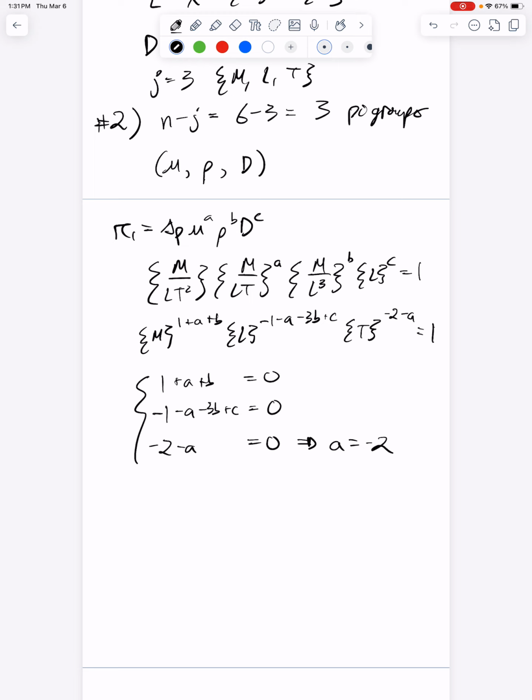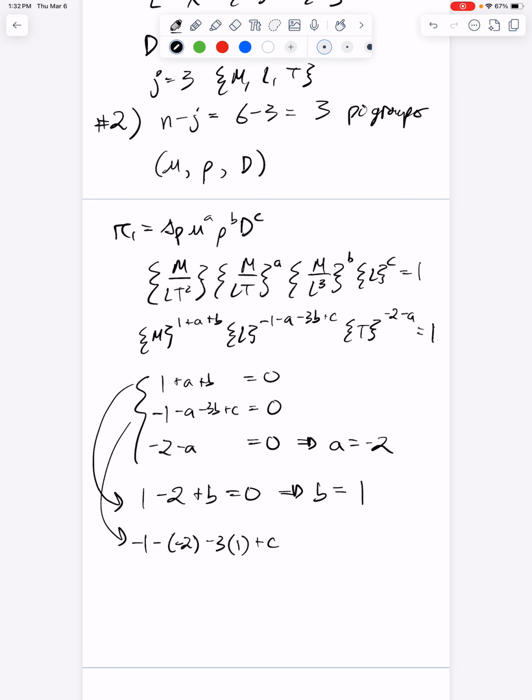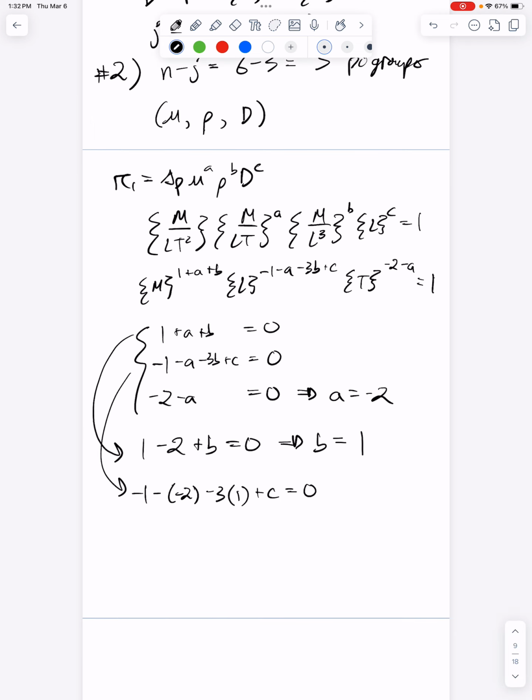If a is negative 2, the first equation can be written as 1 minus 2 plus b equals 0. Therefore, b is equal to 1. Second equation, negative 1 minus a, which is minus 2, minus 3b, which is 1, plus c equals 0. Negative 1 plus 2, that's positive 1, minus 3, that's negative 2. So we have negative 2 plus c equals 0. Therefore, c is equal to 2.